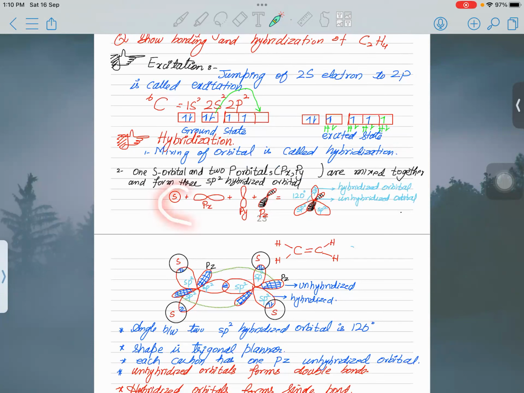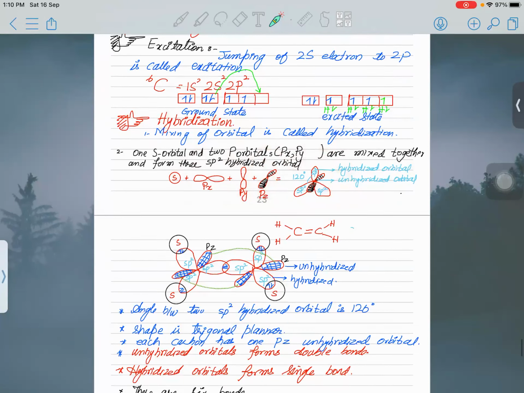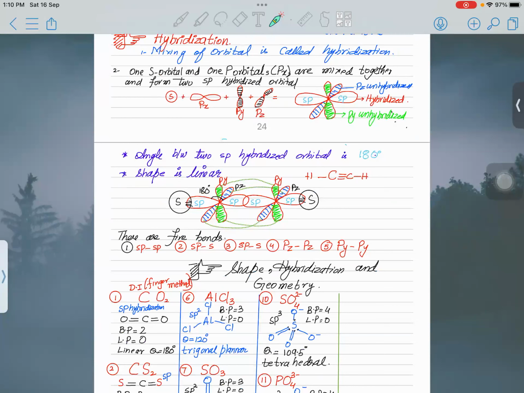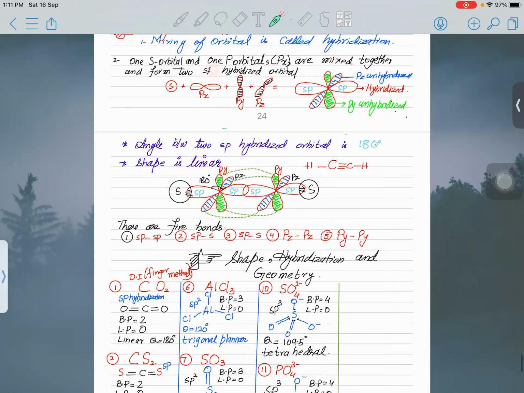When you mix again, in the double bond, the pz orbital is always reluctant to hybridize, reluctant to mix. That's why hybridization is sp2. So three hybridized orbitals are formed, and pz remains unmixed, meaning unhybridized. Are you getting my point? Yes, sir. Now I get it. Same for sp hybridization: s and px orbitals are mixed, and py, pz remain unhybridized.